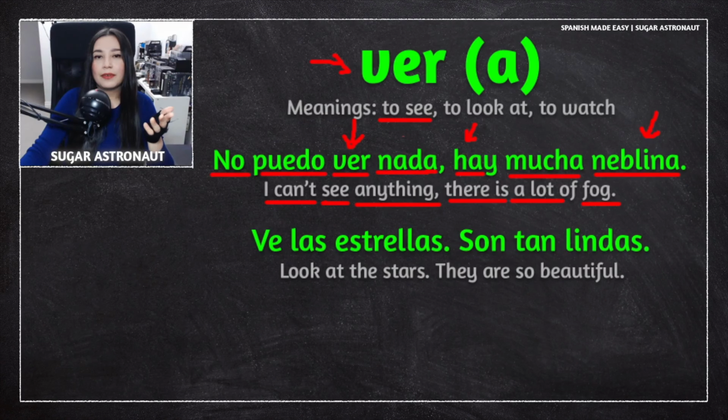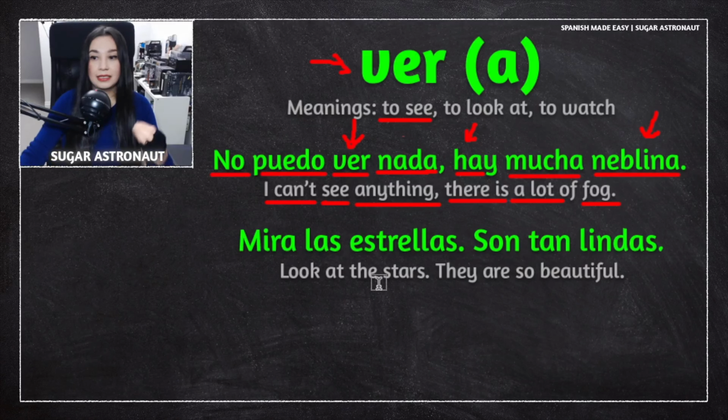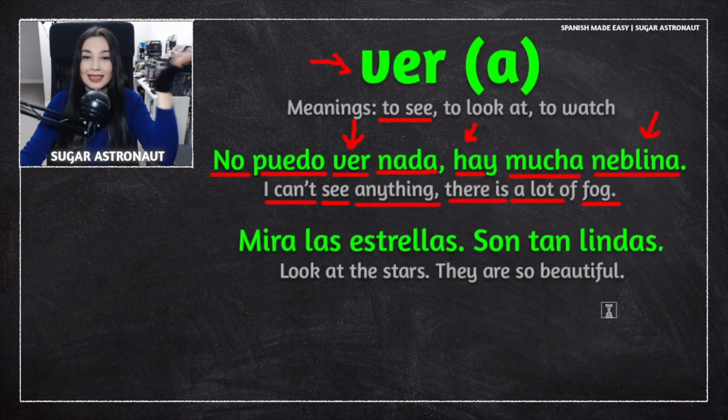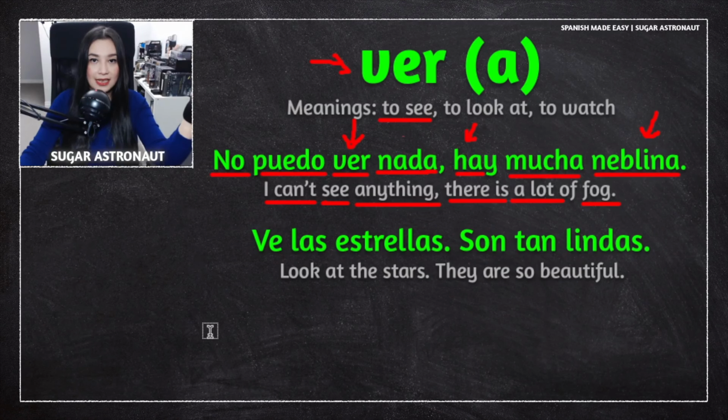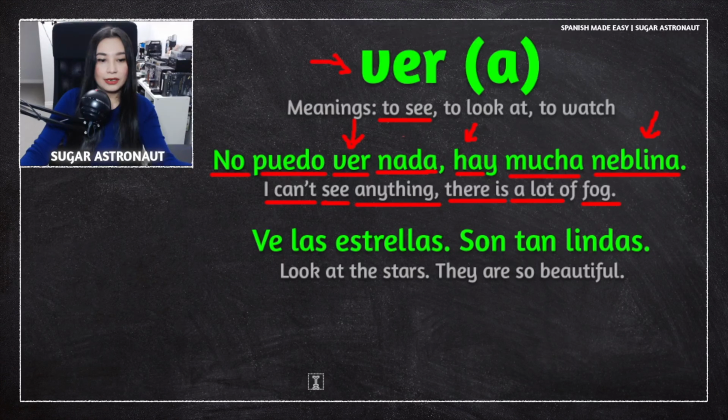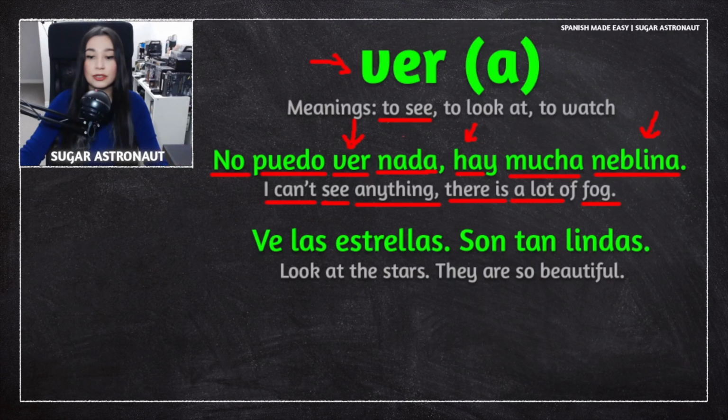You can also use the verb mirar, which means to see or to look at as well. Mirar is similar, very similar to look at, more than to see. Okay? So mirar means to look at. So you can say mira las estrellas. You can say that. You can say mira las estrellas. Look at the stars. Same meaning. Or you can say ve. Ve las estrellas. Look at the stars. Son tan lindas. They're so beautiful.